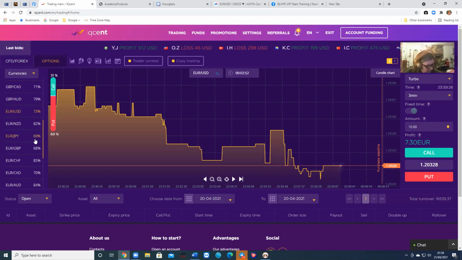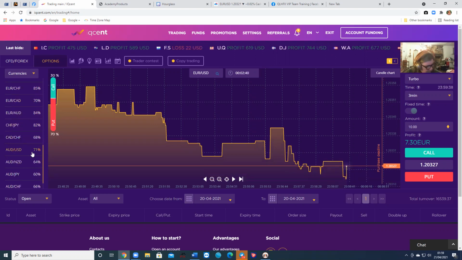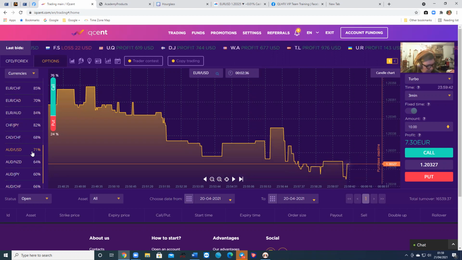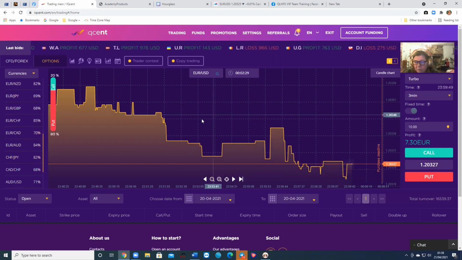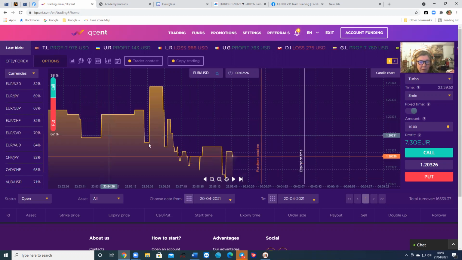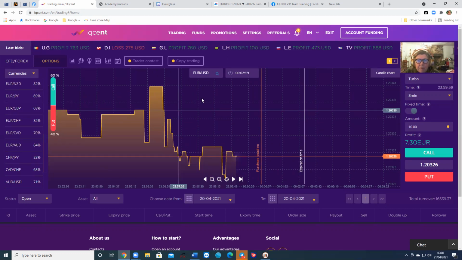Euro JPY 69, not bad. Euro GBP 68, Euro CAD 70, AUD USD 71, so I've put a mark against that. That looks quite good, and that's about it. So we're going to start with Euro USD, 3 minutes non-fixed time. It does look quite boxy though, and we don't like trading it when it's boxy, as Taylor Marks calls it.